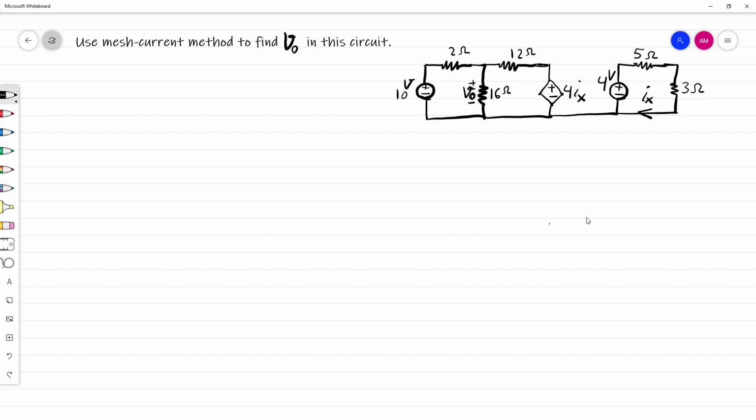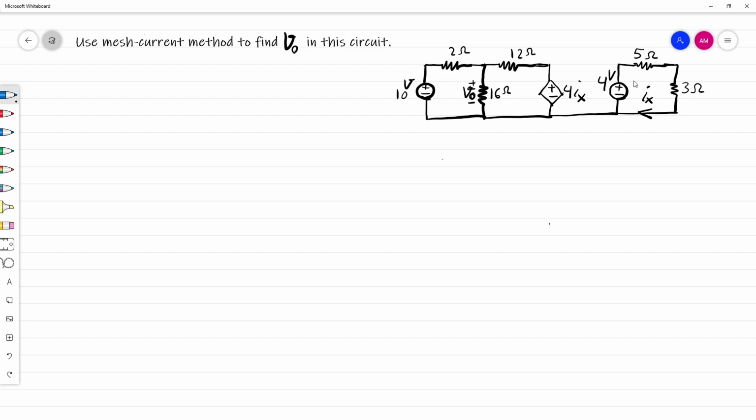We want to use the mesh current method to find the V out in this circuit as an example of illustration of the mesh current method. So this is a simple circuit. To do that, we just need to find the value of Ix because this dependent voltage source needs the value of Ix. In this case, Ix is simple.